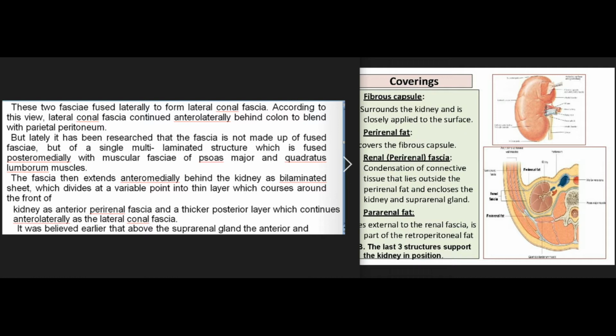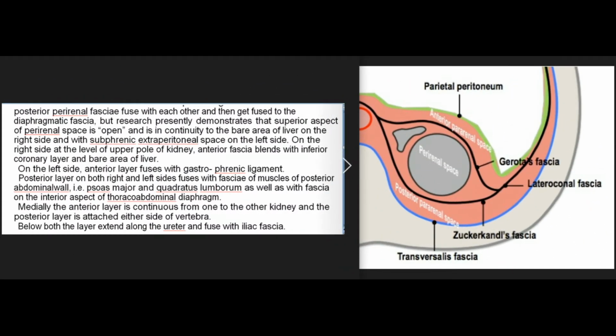the lateral conal fascia. It was believed earlier that above the suprarenal gland the anterior and posterior perirenal fasciae fuse with each other and then get fused to the diaphragmatic fascia, but research presently demonstrates that the superior aspect of perirenal space is open and is in continuity to the bare area of liver on the right side and with subphrenic extraperitoneal space on the left side.